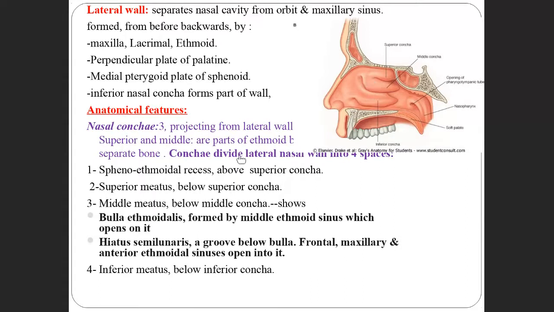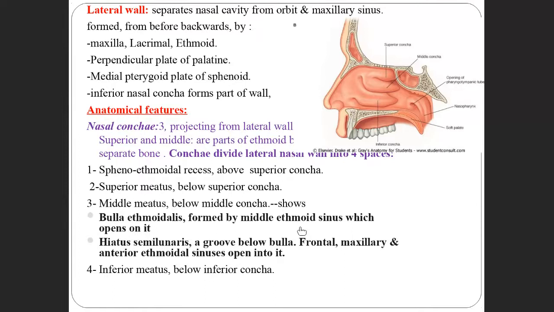This I already explained. Next, another important structure. In the middle meatus, there is a structure called the bulla ethmoidalis. It's a small elevation. It's formed by the middle ethmoidal sinus. The opening of the middle ethmoidal sinus opens here. It makes a small elevation. That elevation is called the bulla.